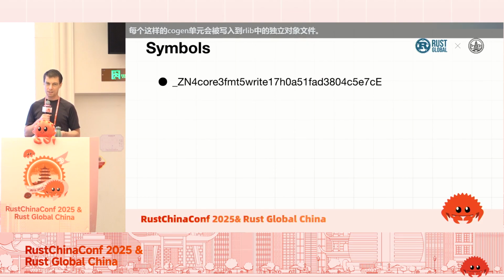One of the most important things inside object files is symbols. Symbols are the way that we match up a reference to a function and the definition of the function, which are often in different object files.